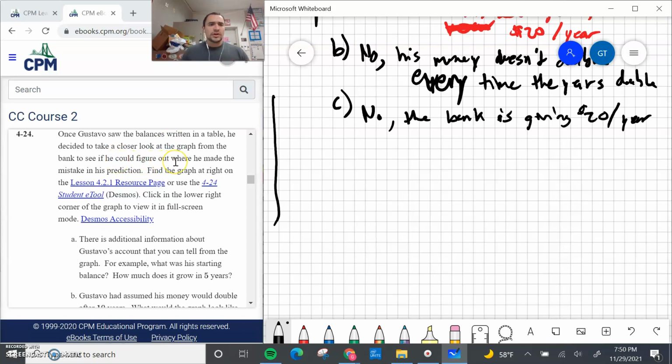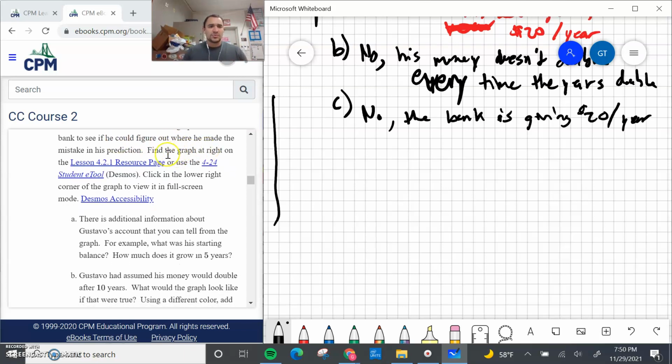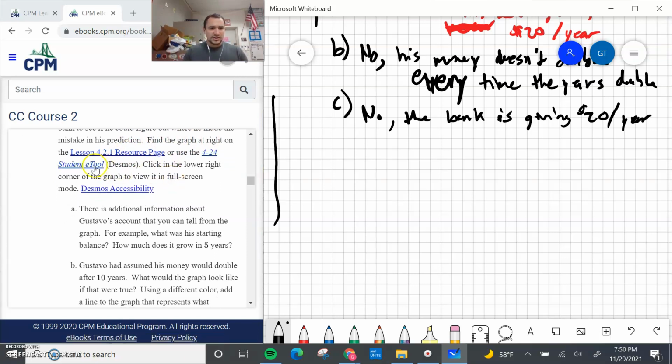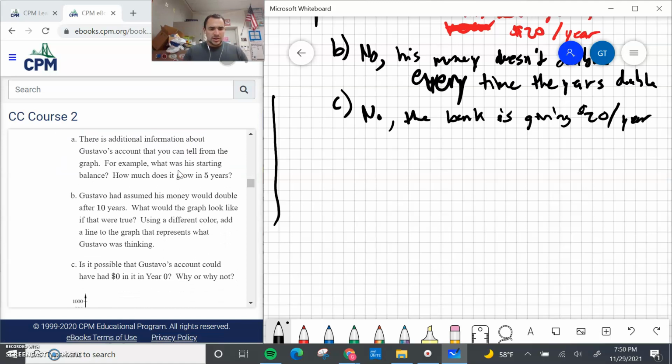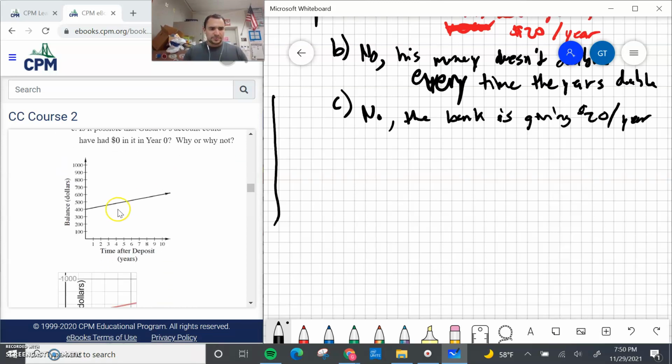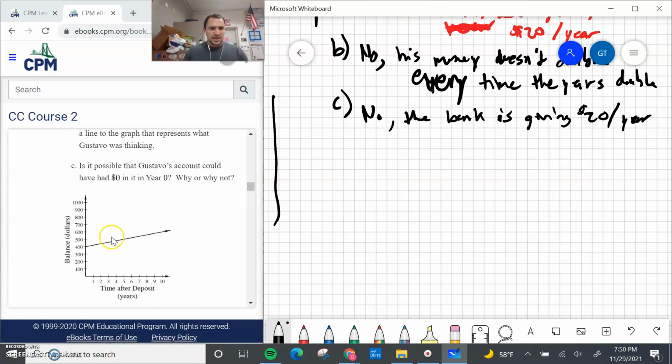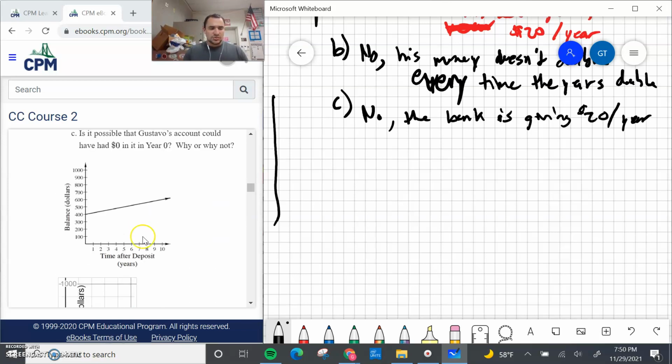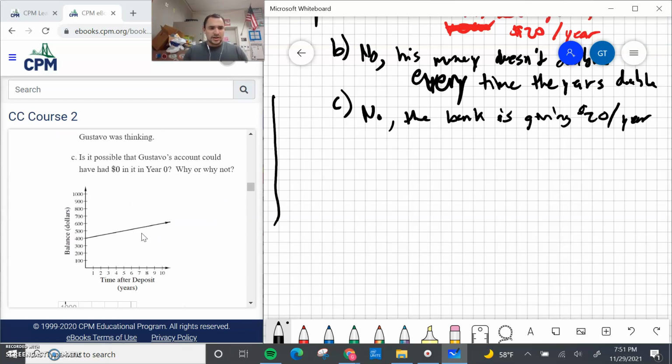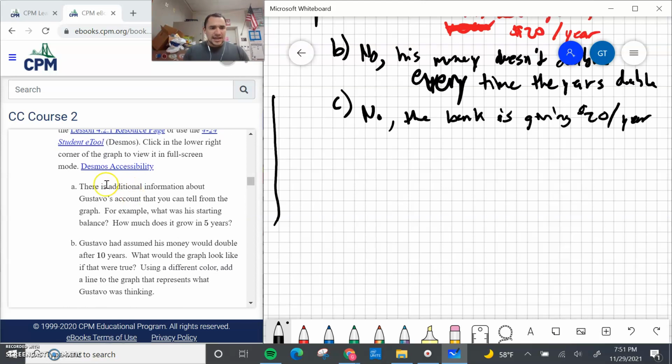To see if you can figure out where he made the mistake in his prediction, find the graph at the right here and use it. You can use this, or use the student e-tool Desmos. So here is the graph right here. We want to take a look at this graph and copy this down. There is additional information about Gustavo's account that you can tell from the graph.